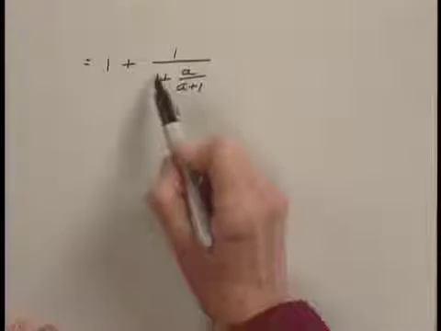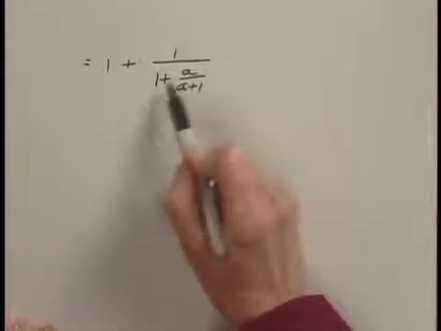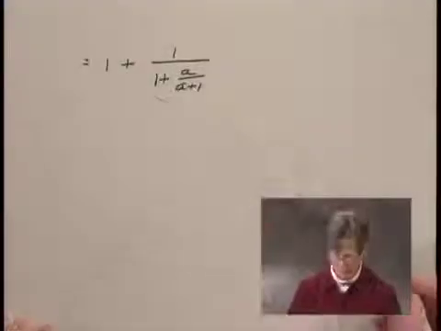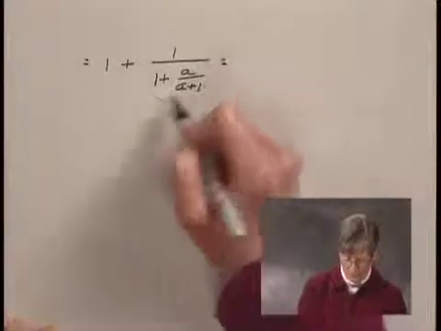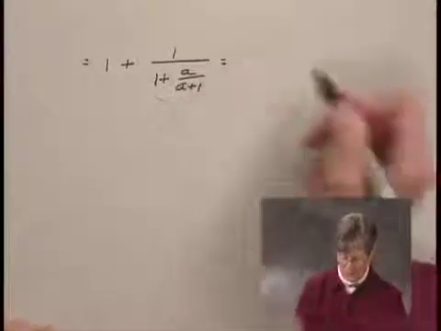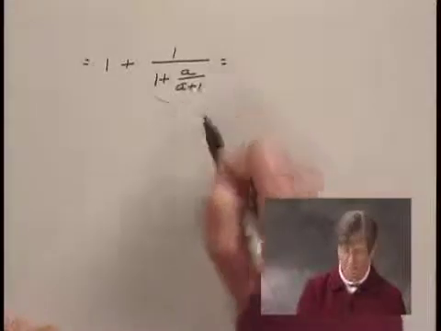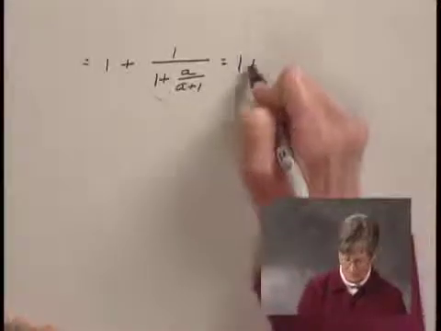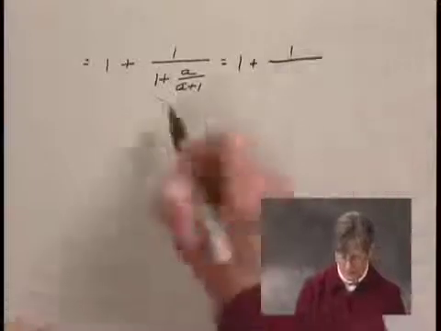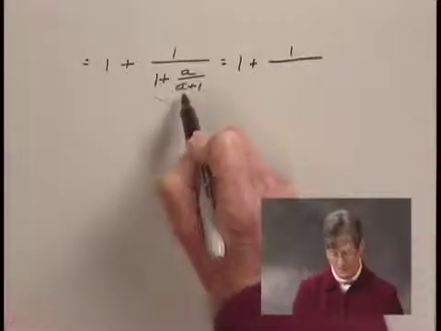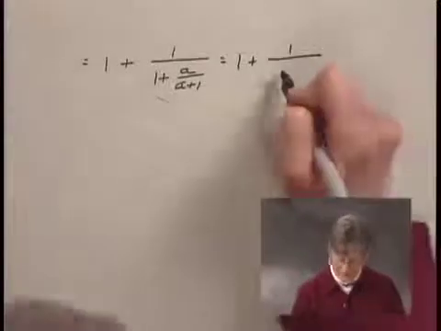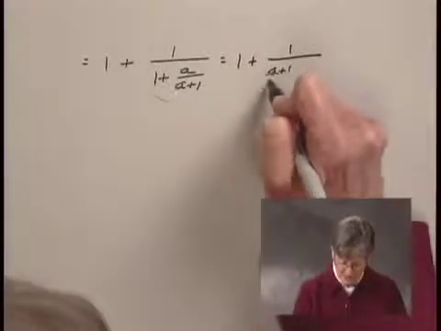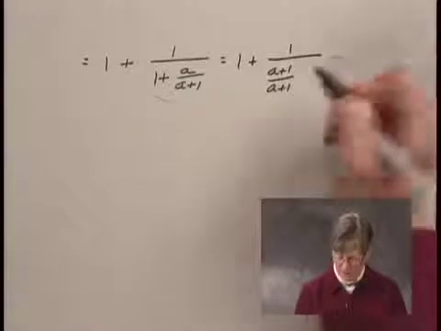Now, the next thing that I want to do is to focus on this denominator here, 1 plus a over a plus 1. And again, I want to write these two terms with a common denominator, and that denominator is going to be a plus 1. So to write 1 with a denominator of a plus 1, I would multiply by a plus 1 over a plus 1, and 1 times that is just a plus 1 over a plus 1.